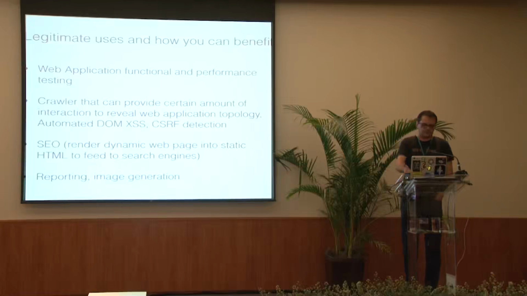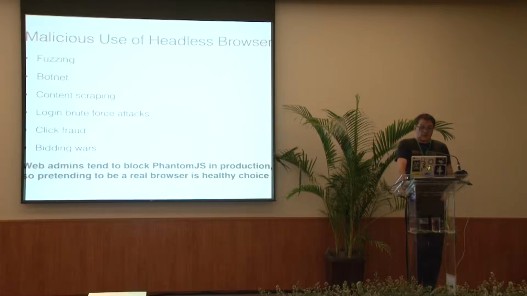And for reporting or image generation, Phantom.js is probably the best tool, because with one single command you can take a snapshot of the page, or a snapshot of a region of a page, and save it into whatever format you want. You can implement your custom handlers for the images. It can be PNG, GIF, JPEG, PDF, or whatever. Lots of people are using Phantom.js for that.